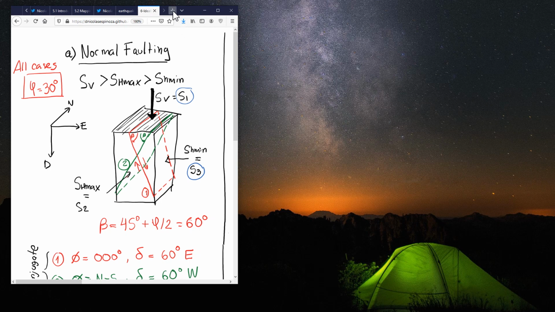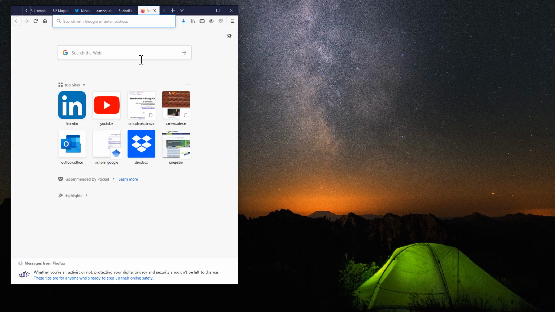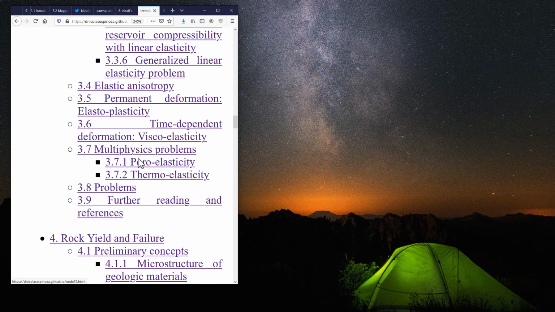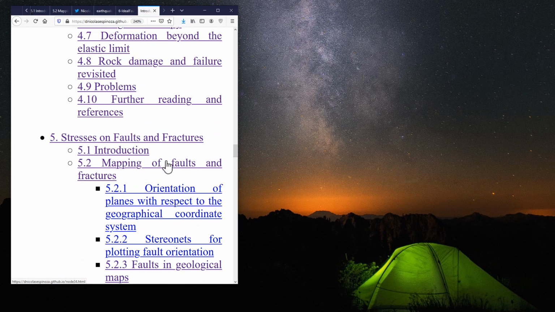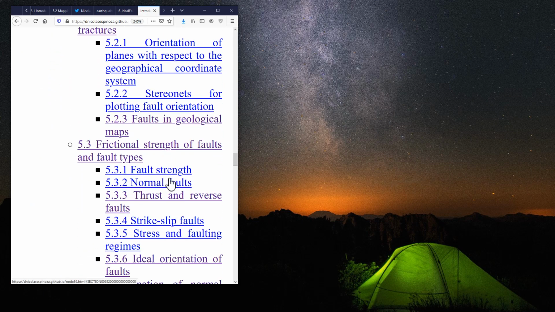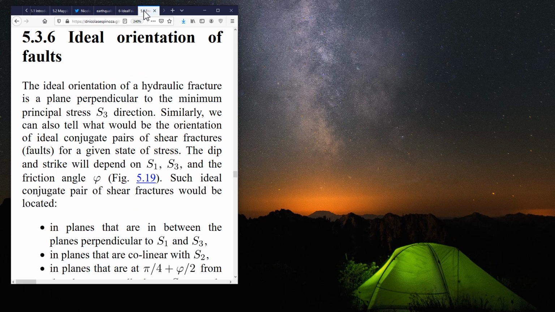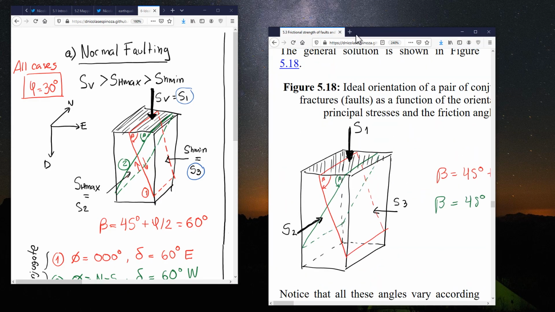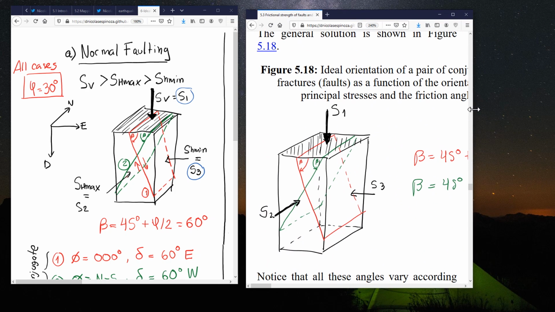And actually, let me pop up here another window which is going to have the ideal orientation for the general case, which is right here, and this one. Okay.